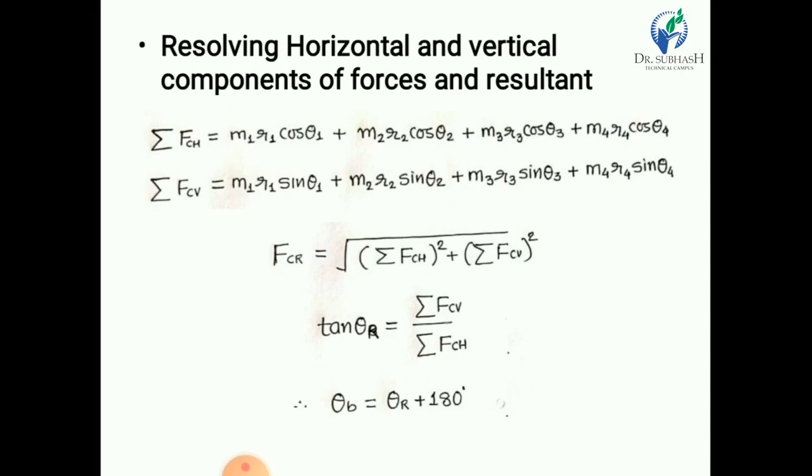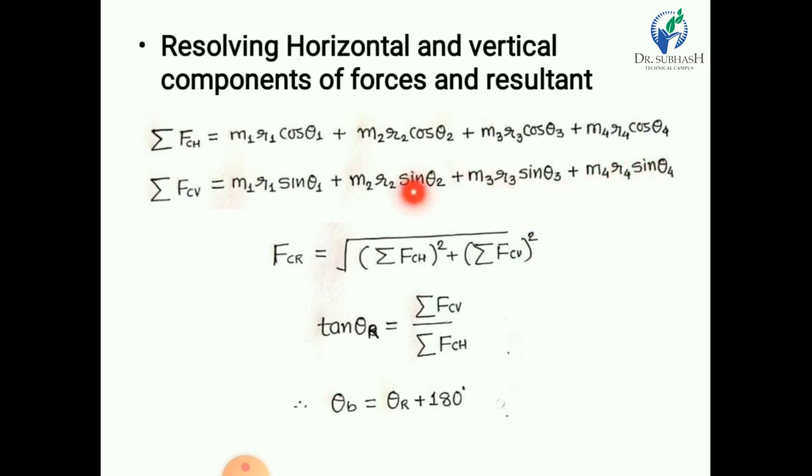First of all we resolve the horizontal component of forces. So sigma FCH is the summation of all horizontal components of centrifugal forces. The first centrifugal force is m1 r1, and because we are adding the horizontal component, we consider cos theta 1. So m1 r1 cos theta 1 plus m2 r2 cos theta 2 plus m3 r3 cos theta 3 plus m4 r4 cos theta 4. Similarly, we resolve the vertical component. So sigma FCV is equal to m1 r1 sin theta 1 plus m2 r2 sin theta 2 plus m3 r3 sin theta 3 plus m4 r4 sin theta 4.